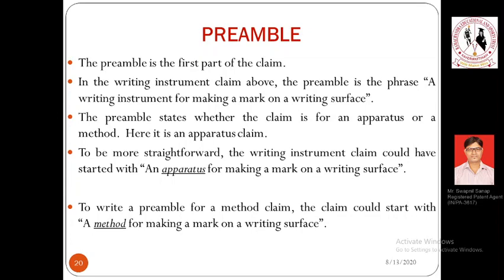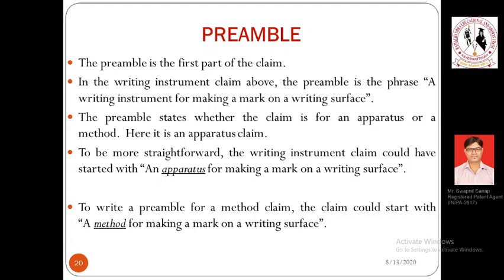For example, if I want to write that my invention is about a device, a component, a system, a process, a method, or a particular object, all these things can be written in the preamble of the claim. Here an example is shown: an apparatus for making a mark on a writing surface. As the name indicates, this claim is called an apparatus claim. The underlined feature indicates the specific category of protection that you are seeking. You are seeking protection for an apparatus here.